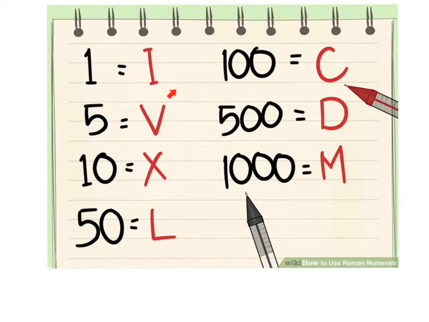So here a 1 kind of looks the same. It's an I. A 5 is a V. A 10 is an X. A 50 is an L. 100 is a C. 500 is a D. And 1,000 is an M. Now, Roman numerals don't use place value. You basically just add it up together.